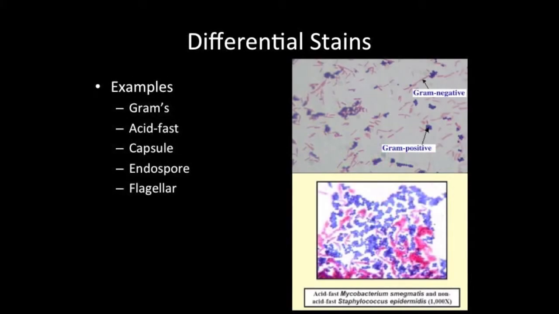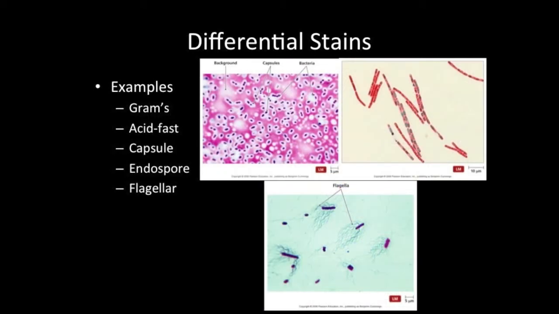Some examples of differential staining techniques are the Gram stain, acid-fast stain, capsule stain, endospore stain, and flagellar stain. Let's briefly overview each of the differential stains you will be performing in the lab.